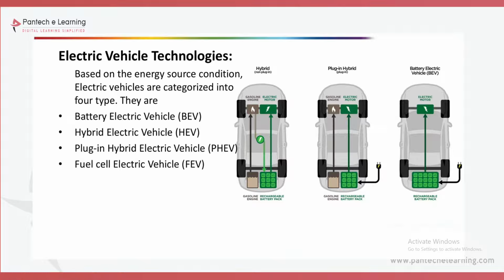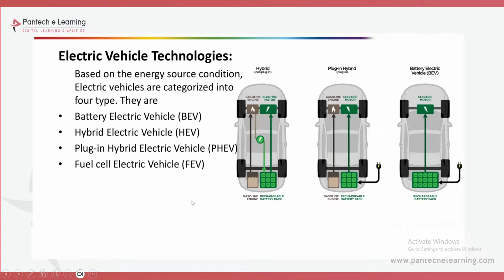The next one is the hybrid electric vehicle. Hybrid, as you all know, means a combination of two or more sources. Here we use the IC engine and the motor also, so the energy sources are a fuel tank and a battery. Then plug-in hybrid is similar, but the comparison is very high, and I can show the comparison in the next slide. The next is fuel cell.